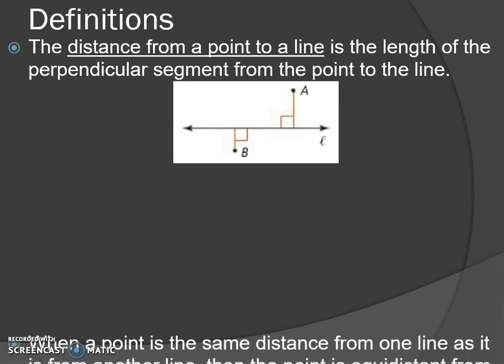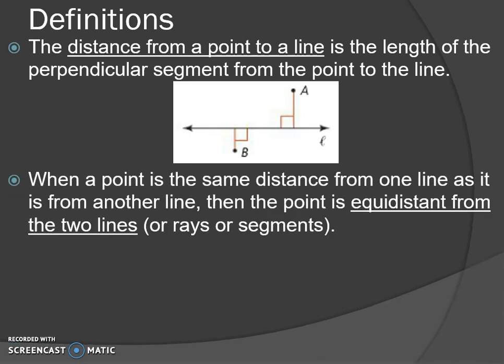So please write: the distance from a point to a line is the length of the perpendicular segment from the point to the line. When a point is the same distance from one line as it is from another line, then the point is equidistant from the two lines or rays or segments. So everybody copy this, and I can actually explain using an example.